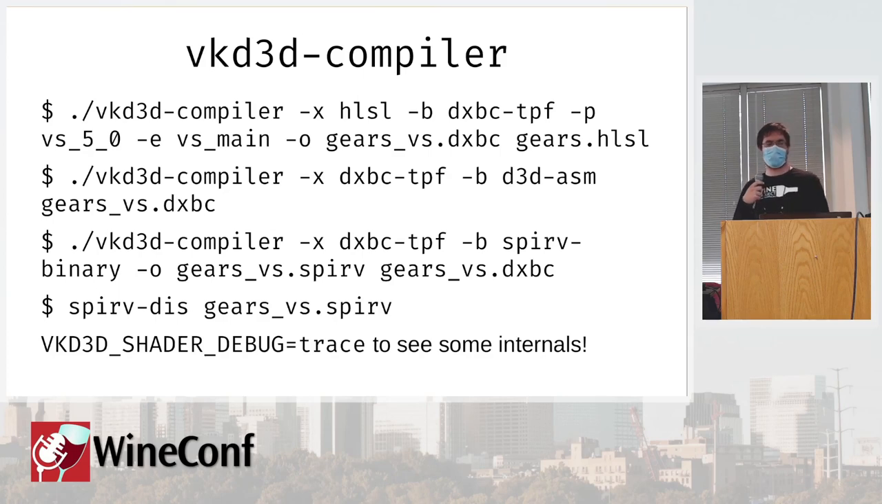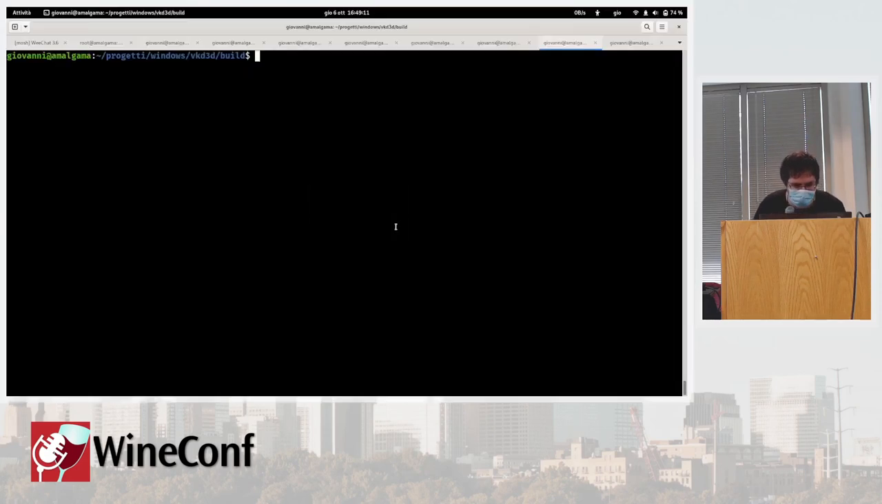So, if you actually want to use the compiler, you have a couple of options. The first one is that vkd3d ships with a standalone program, which is called the vkd3d compiler, which you can use to trivially do whatever any compiler does. That is, you give it a file, which is your source code, and it will spit out either errors or a compiled version of your shader. And we can have a look.